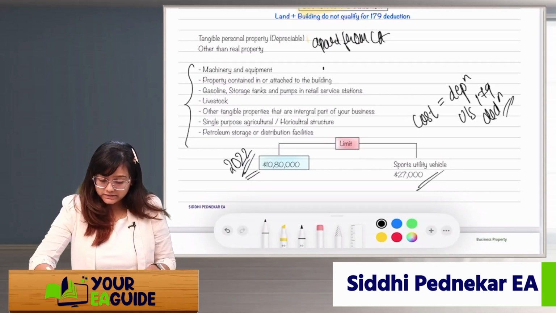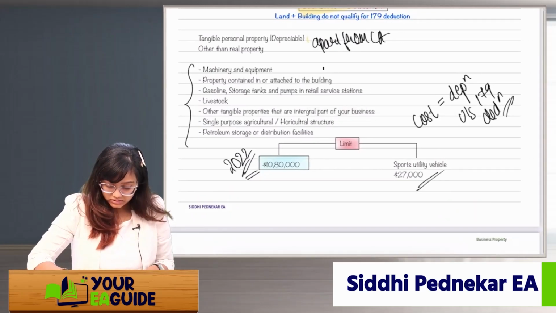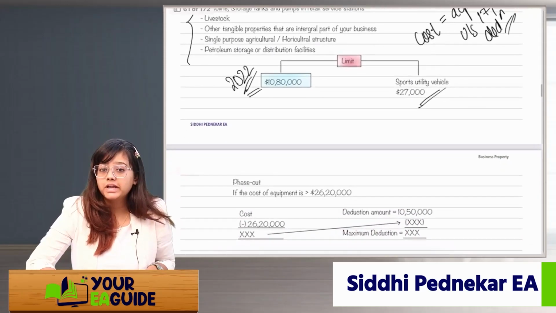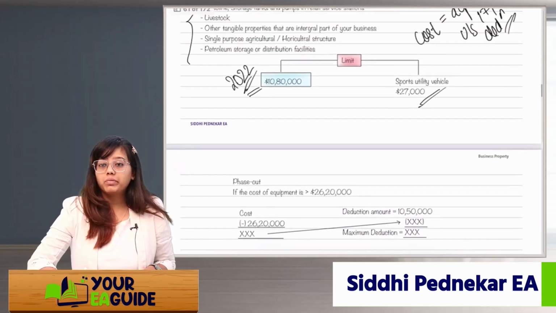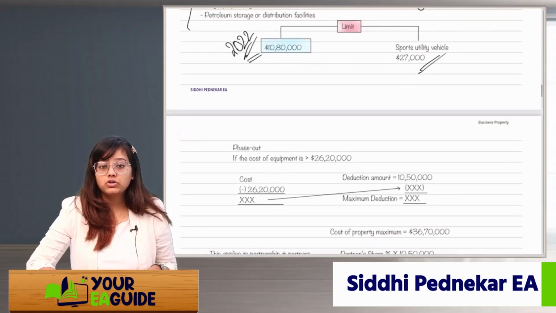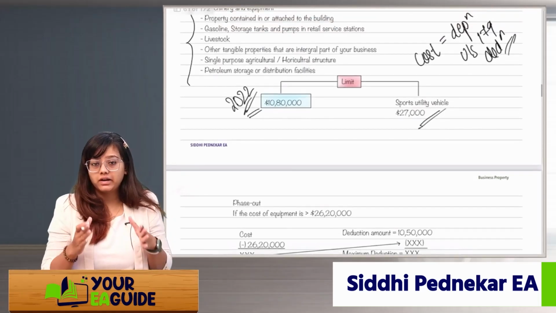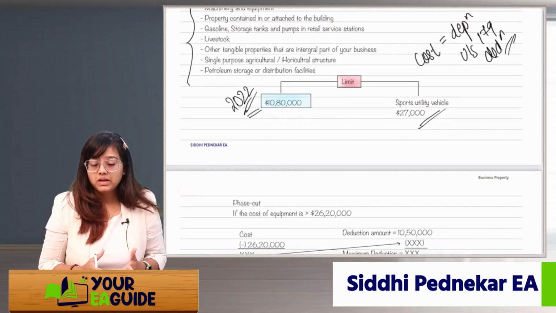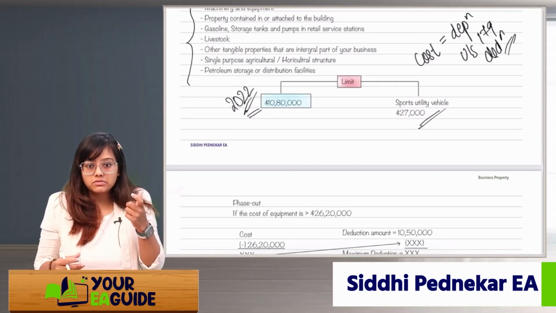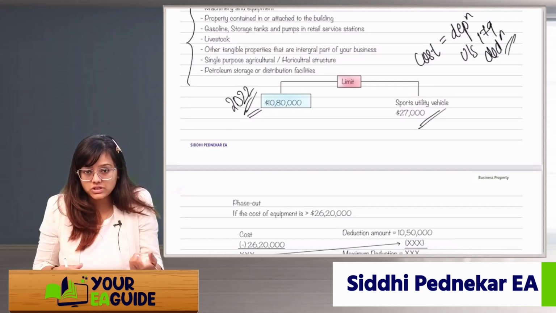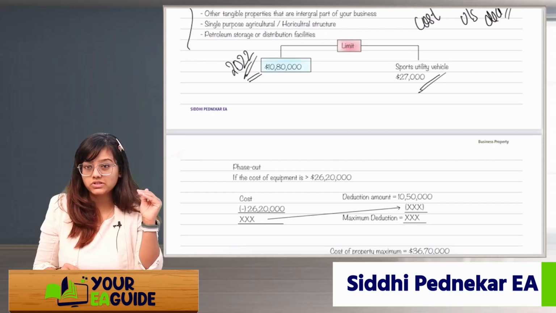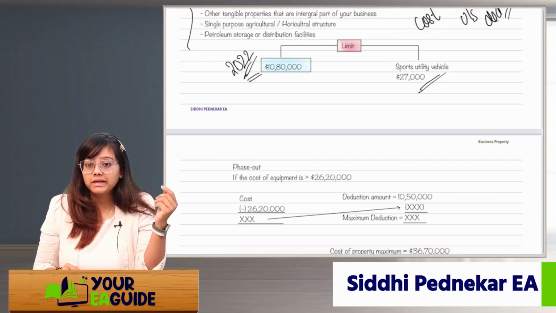Next is, this 10 lakh 80 will phase out if the cost of your equipment is over and above 26 lakh 20,000. How will the phase out be done? Phase out means what? There is a limit, right? You can get a deduction of 10 lakh 80. But if the cost of the asset is very high, over and above 26 lakh 20,000, then this 10 lakh 80,000 will get limited to a certain amount. How will it be calculated?